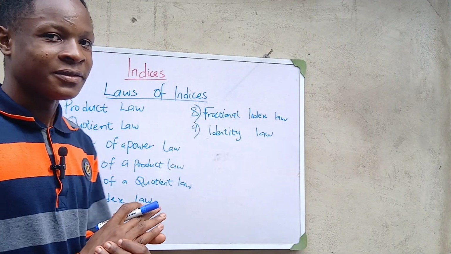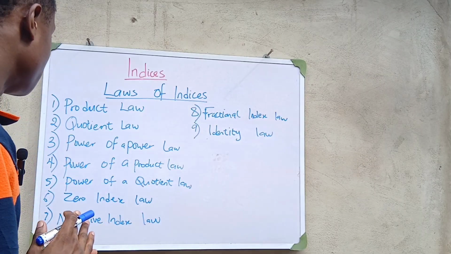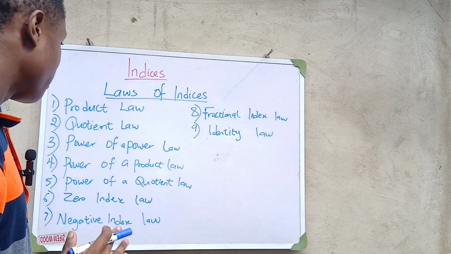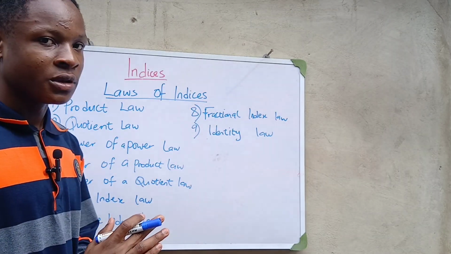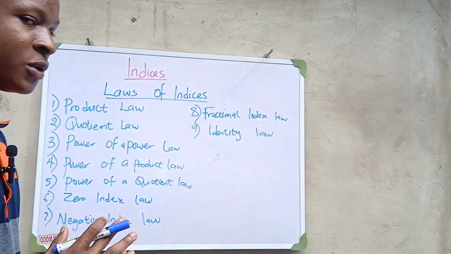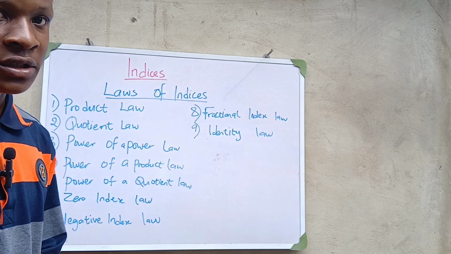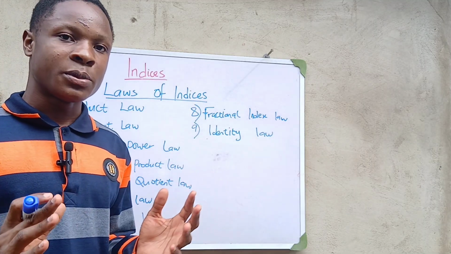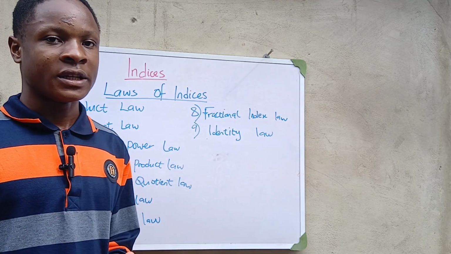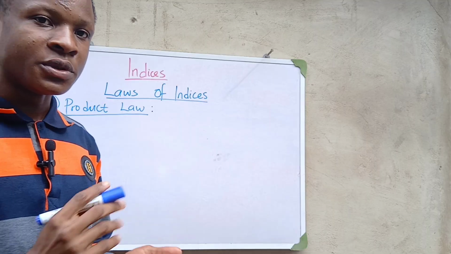So here are the laws of indices. We have product law, quotient law, power of a power law, power of a product law, power of a quotient law, zero index law, negative index law, fractional index law, and identity law. I'll be explaining all these laws one after the other. So starting with product law.